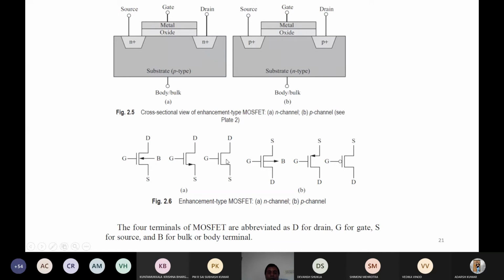And for the p channel MOSFET this symbol is just the opposite. Here the body has the arrow outside: source, body, drain, gate. This structure for p-type is now replaced by this one. Source is now on the top side, and the source has an arrow going towards the inner side. It means here the arrow is shown outside going towards the ground, but here what is the situation?